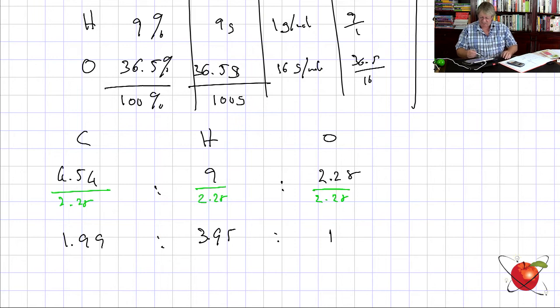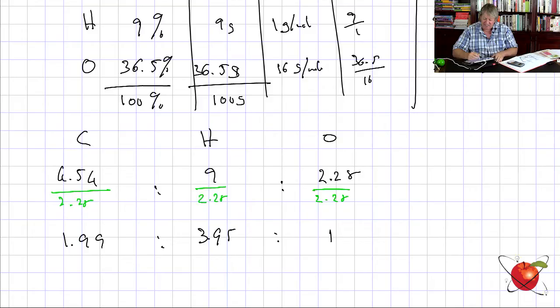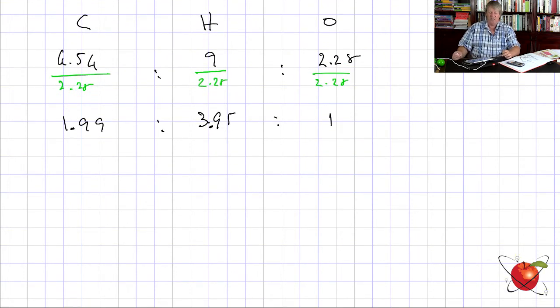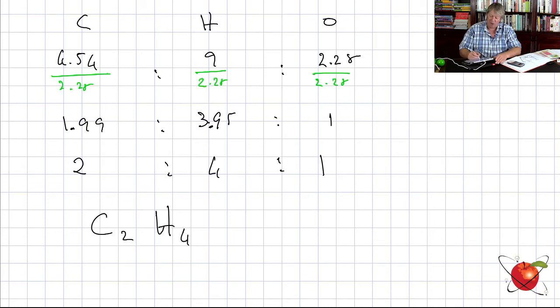Can you see here what I said earlier? You don't always get neat numbers all nicely packaged up. You do get numbers that are a little bit off; that's more the reality in a laboratory. Those of you doing chemistry and chemical engineering, these are the numbers you're going to see. Well, we round it off to 2, 4, 1, which means C2H4O. And therefore, we now check what is the molar mass of this.